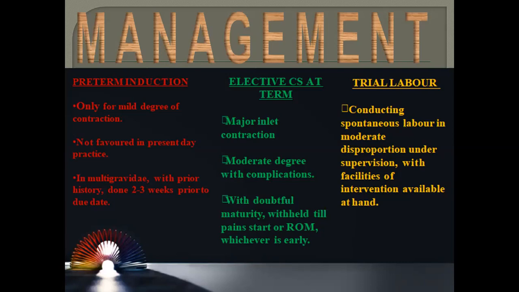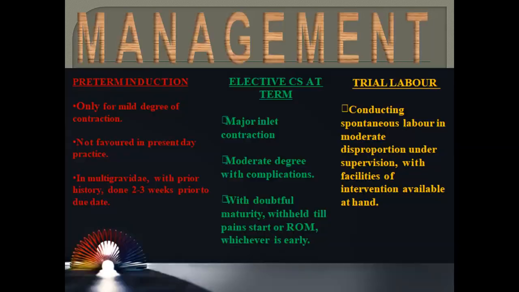So in a multigravida, if she has a prior history of CPD in her previous delivery, here we can do induction 2 to 3 weeks prior to the EDD. And if it is a major inlet contraction or a moderate degree of cephalopelvic disproportion or contracted pelvis, then at term we will go for an elective cesarean section. Elective cesarean section means planned cesarean section. And the next is trial labor. Trial labor is practiced only in moderate degree of disproportion under proper supervision with all the facilities available. We will conduct the spontaneous labor, that is trial labor.